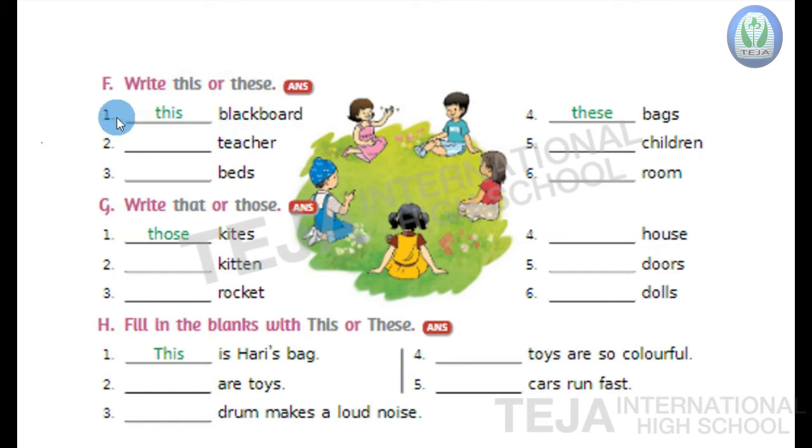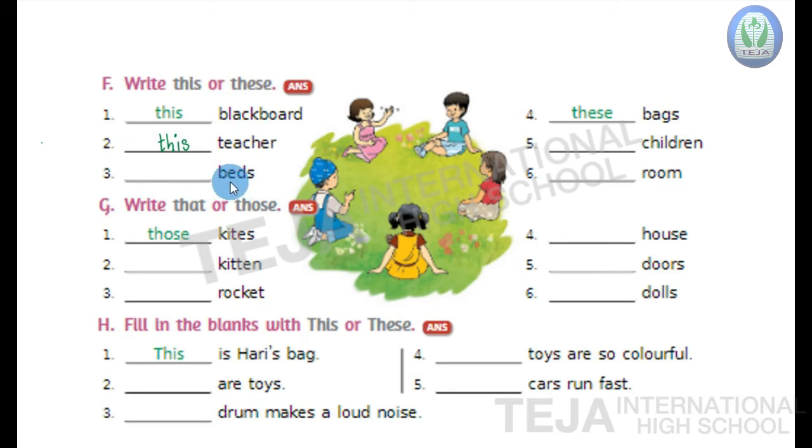So here the first one, children, dash blackboard. Only one blackboard is there, that's why we'll use the word this. This blackboard. Second one, dash teacher. Now only one teacher is there. We are talking about only one teacher, so singular form. So what do we use, this or these? We use this. This teacher. T-H-I-S, this.